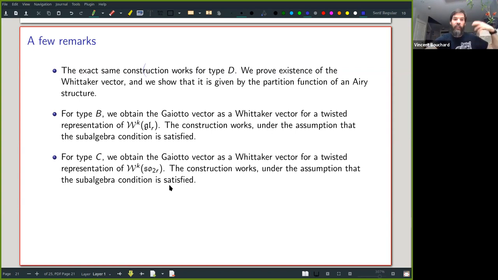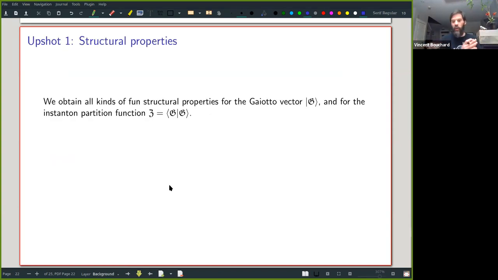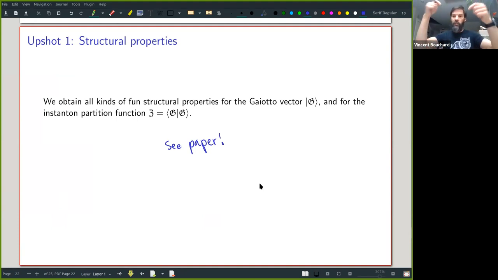Okay, so that's basically the general construction. We start with a W algebra, construct a differential representation, and then we obtain a very explicit construction of the Gaiotto vector as the partition function of the area structure. Now, there's a lot of things we can do with that. So one thing that we do in the paper, so I won't talk about this here, I'll just say see the paper, is because we have a very explicit recursion for the coefficients of this partition function, we can extract all kinds of nice or cool structural properties for the Gaiotto vector and its corresponding instanton partition function. So that's something we do. We obtain some results about this.